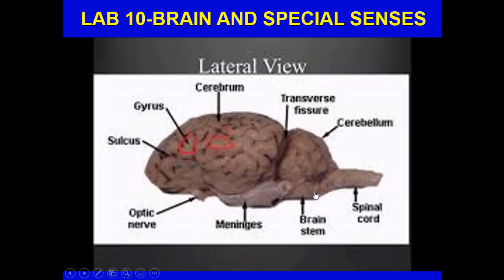This is the brain stem. This is the spinal cord. And what they did was they peeled away some of the meninges so you can see how they are. They're somewhat translucent, but they're very tough. You'll see the sulcus and the gyrus and the cerebrum.